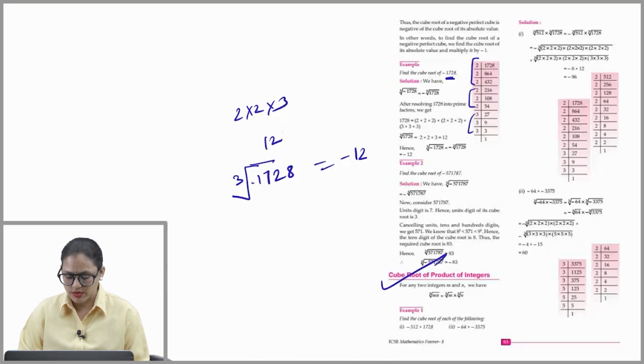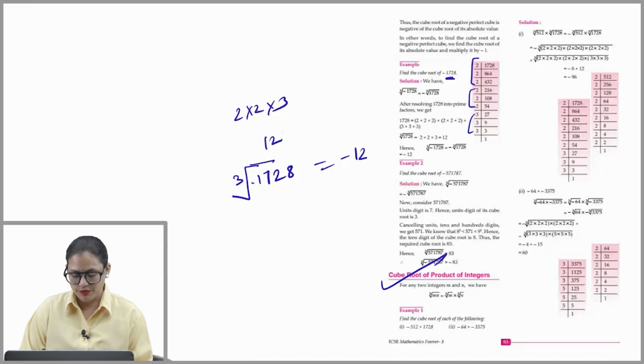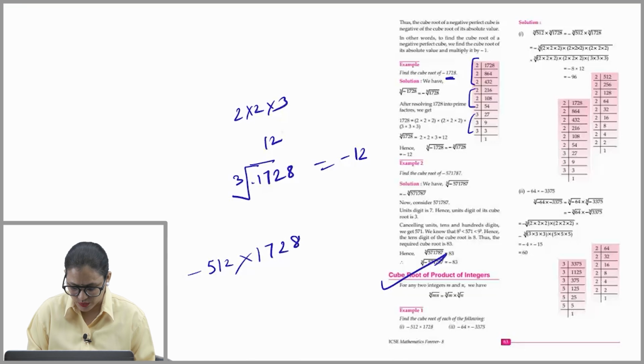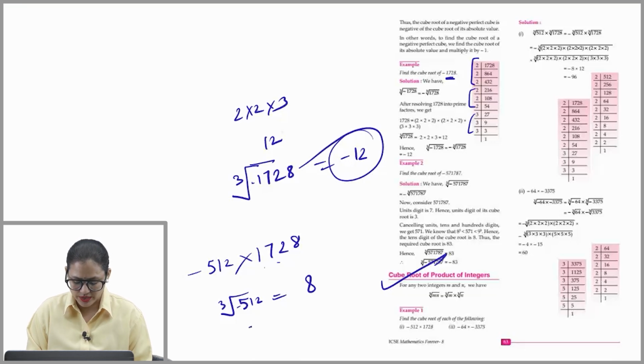Cube root of a product of integers. For any two integers m and n, we have the cube root of mn is equal to the cube root of m into the cube root of n. Okay, now find the cube root of minus 512 into 1728. The cube root of minus 512 is what? Minus 8. And the cube root of 1728 is what? 12.